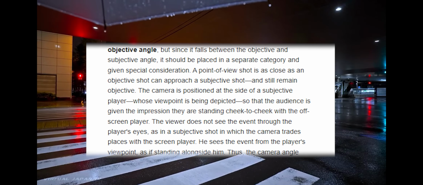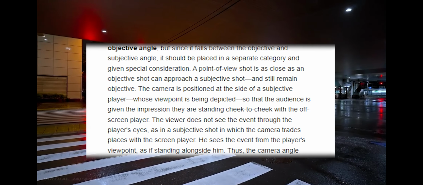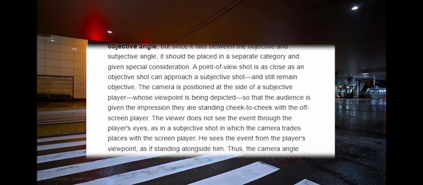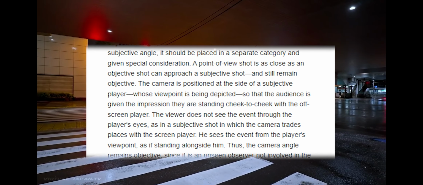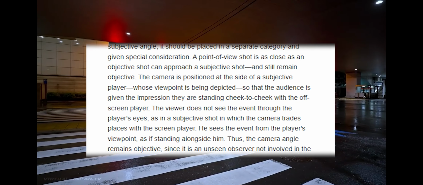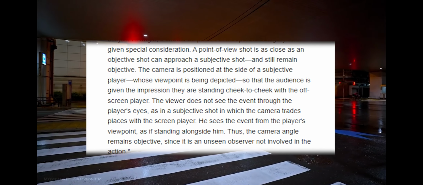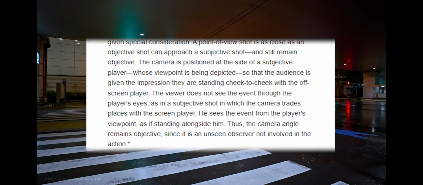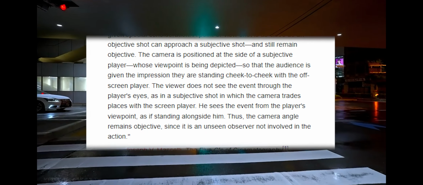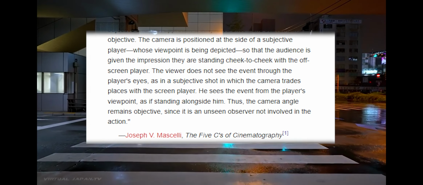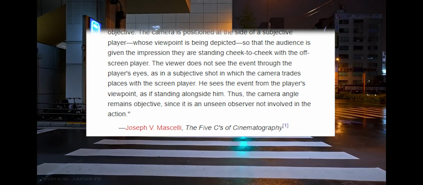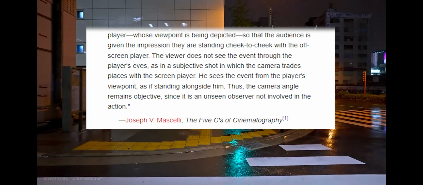The camera is positioned at the side of a subjective player whose viewpoint is being depicted, so that the audience is given the impression that they are standing cheek to cheek with the off-screen player. The viewer does not see the events through the player's eyes, as in a subjective shot in which the camera trades places with the screen player. He sees the events from a player's viewpoint, as if standing alongside him. Thus, the camera angle remains objective, since it is an unseen observer not involved in the action.